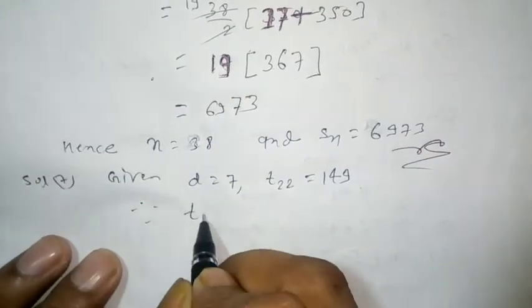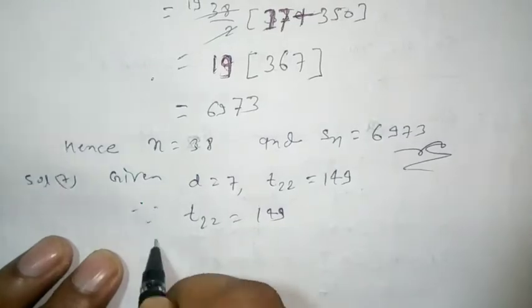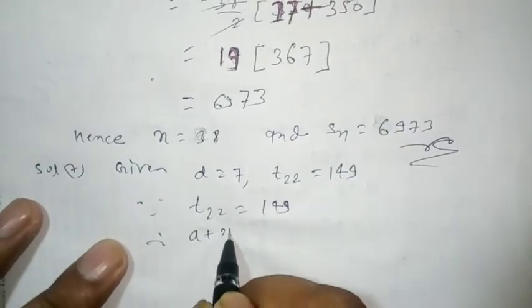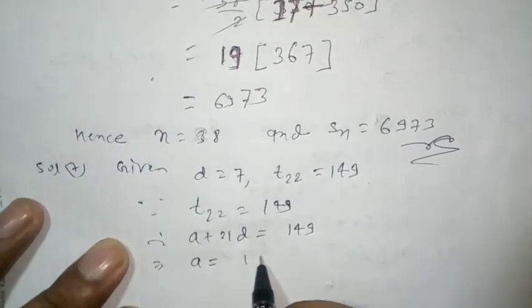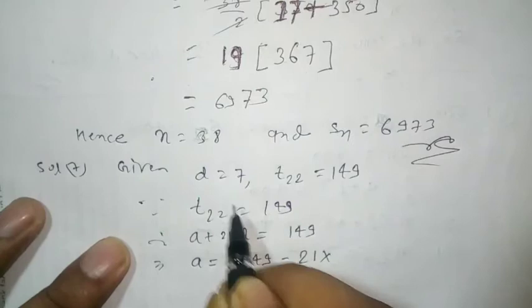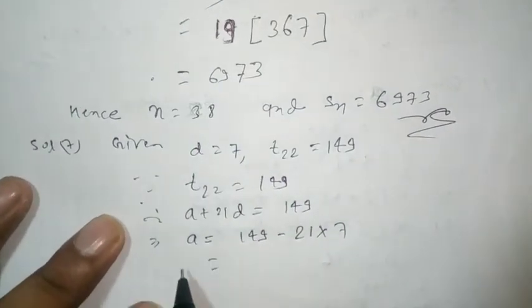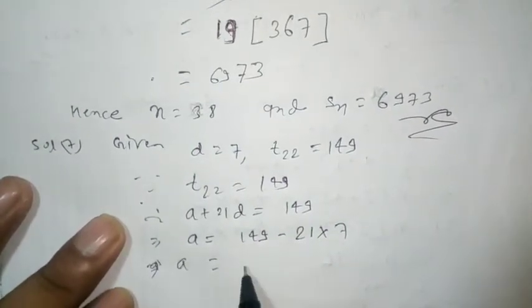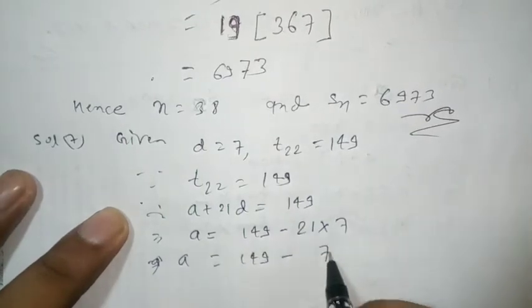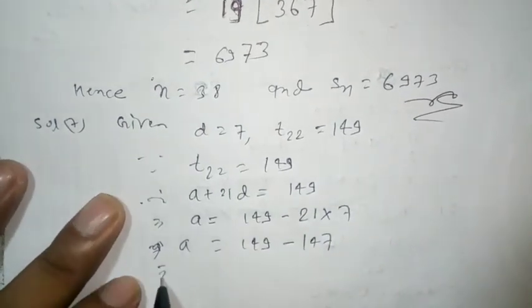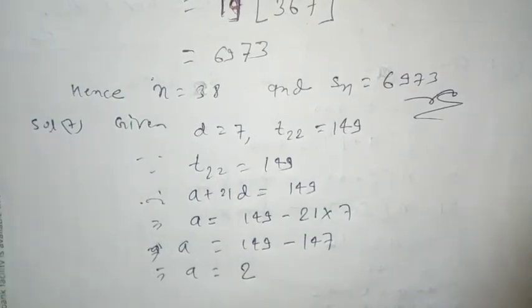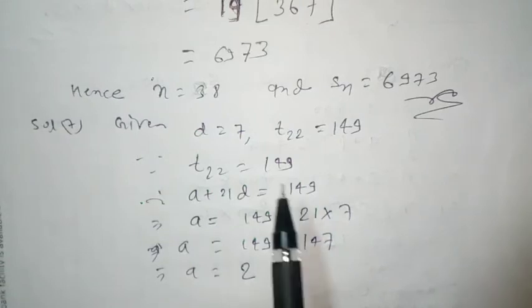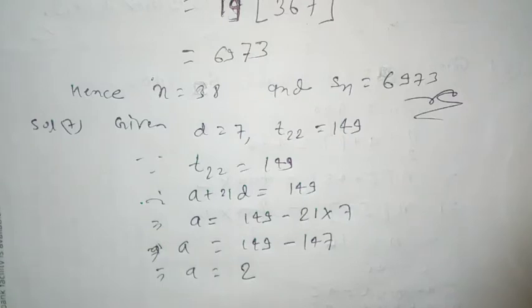Now because t22 is equal to 149, therefore a plus 21d is equal to 149, implies a is equal to 149 minus 21 into d, d is equal to 7, implies a is equal to 149 minus 147, implies a is equal to 2. Now we have to find the sum of first 22 terms.